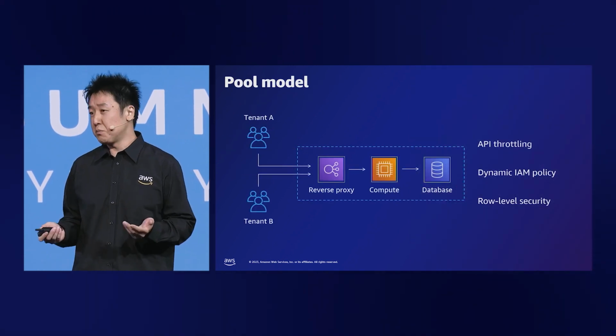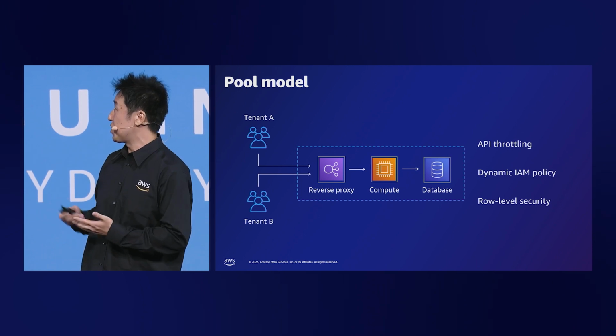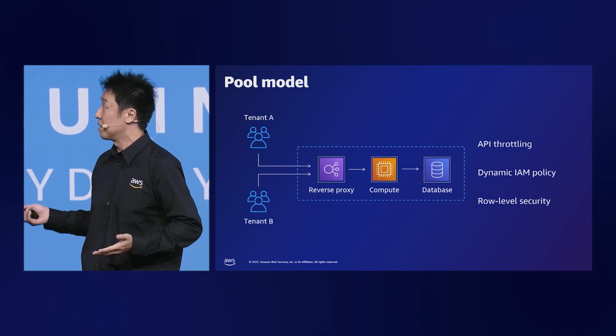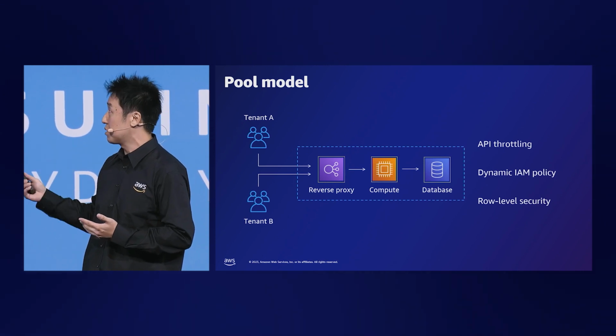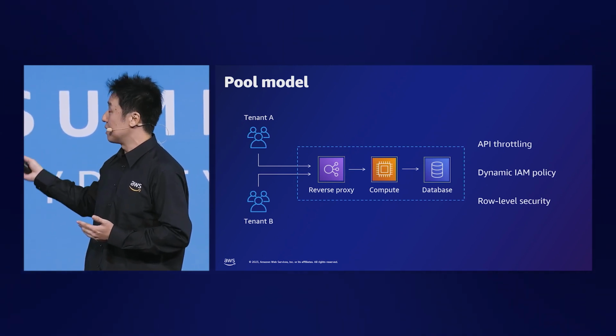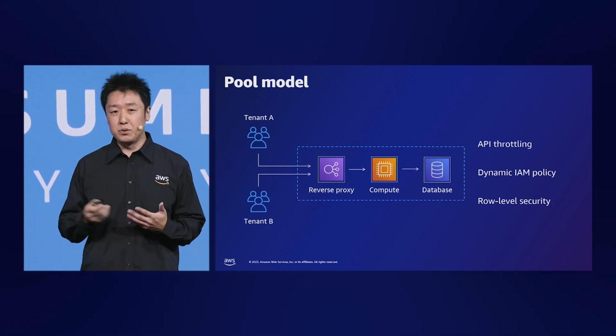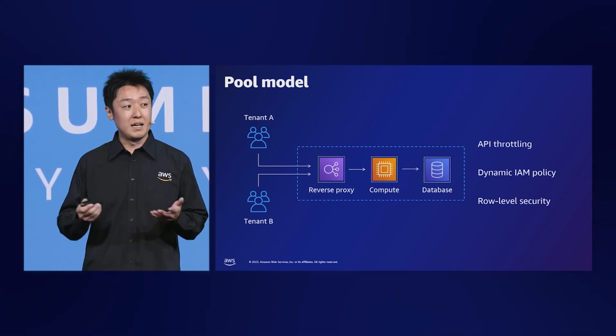So on one end of the spectrum, we have the pool model, which is essentially where we're sharing all of our infrastructure between all of our tenants. So in this example, we have tenants A and B who are accessing the same reverse proxy, same compute, and same database layers. And the main advantage of using a pool model like this one ultimately comes down to cost.